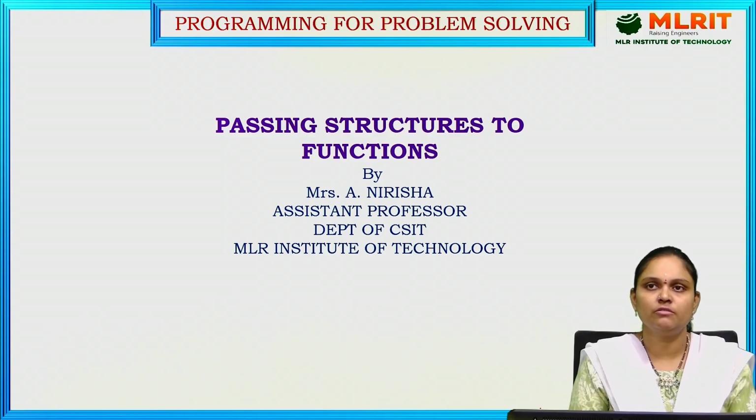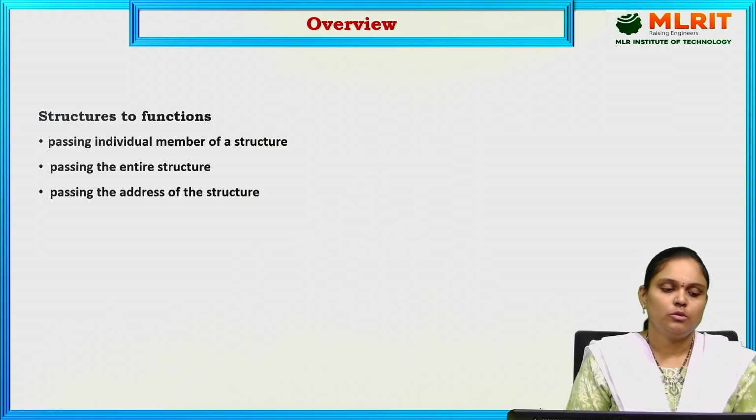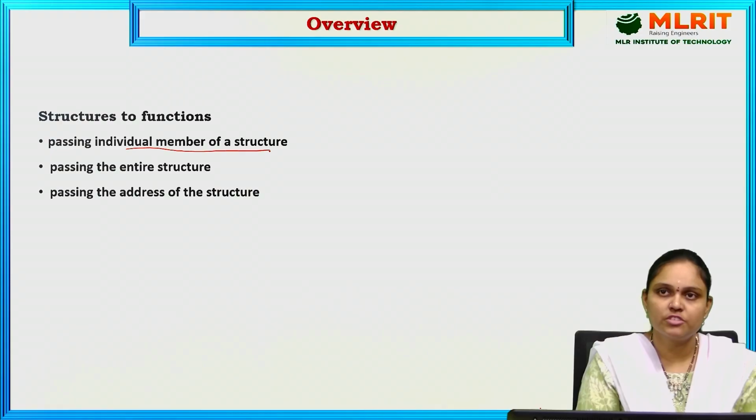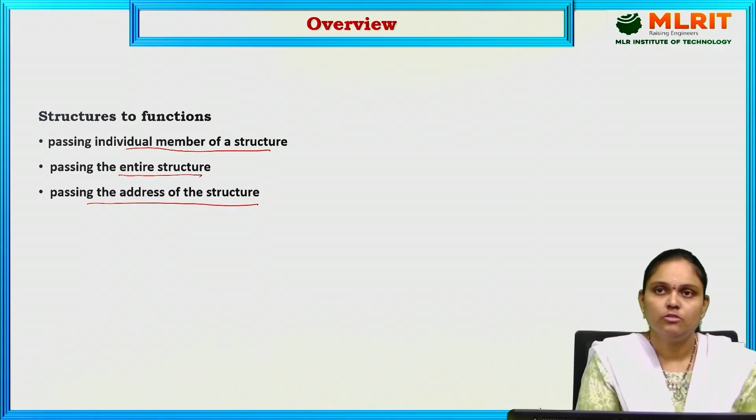Today in this lecture, we are going to see about passing structures to functions. So how are we going to pass structures to functions? The overview is: we can pass individual members of a structure, we can pass the entire structure, and we can also pass the address of the structure. By using these three ways, we can pass structures to functions.